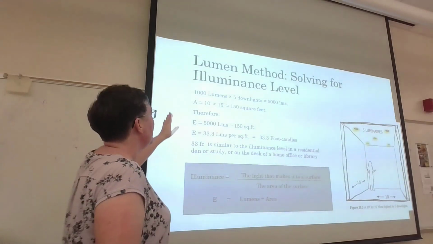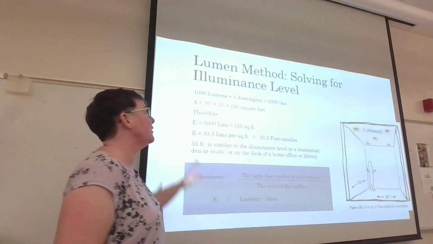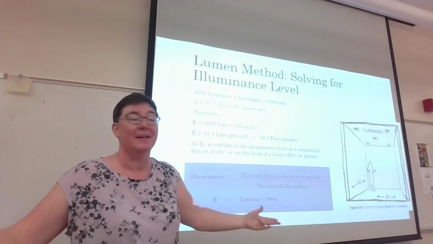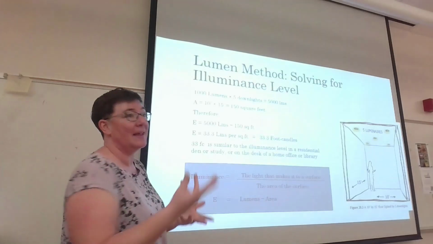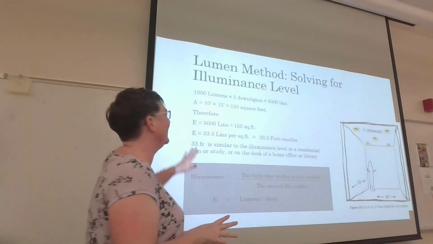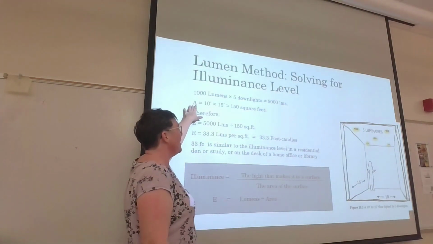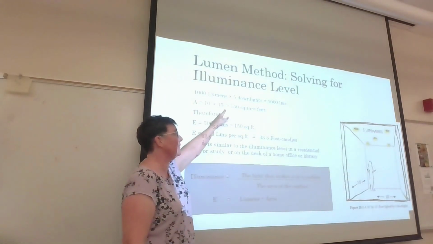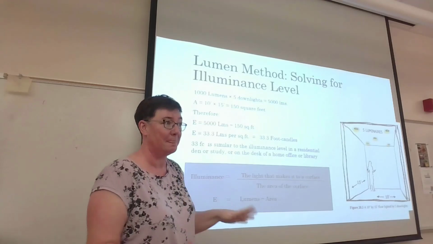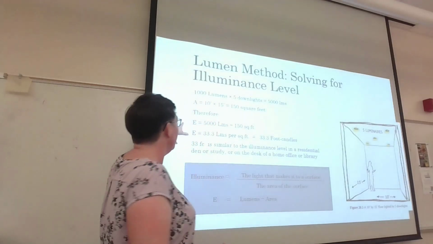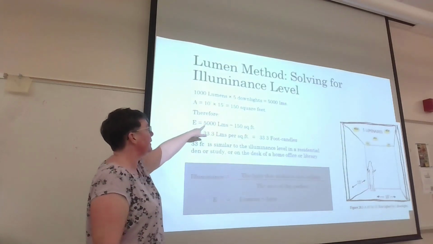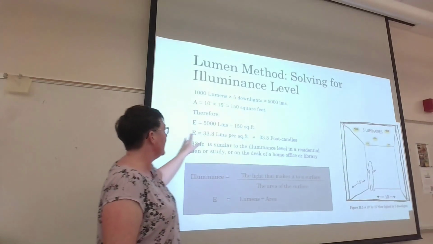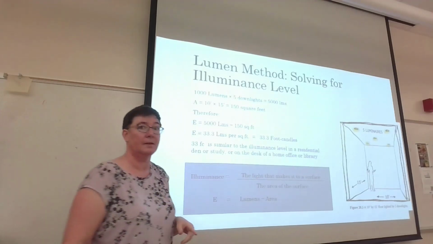All right, so how much light are we providing to this space? It's 1,000 lumens times 5 lights is 5,000 lumens. You don't have to use a calculator for that. The area of our room, 10 feet by 15 feet, is 150 square feet. Therefore, the illuminance is the lumens divided by the area, and we get foot candles.